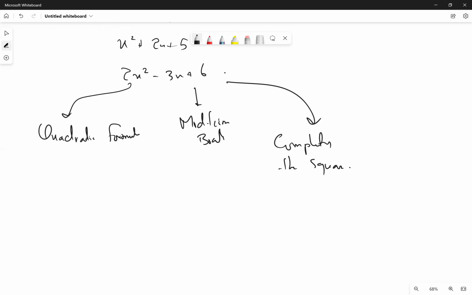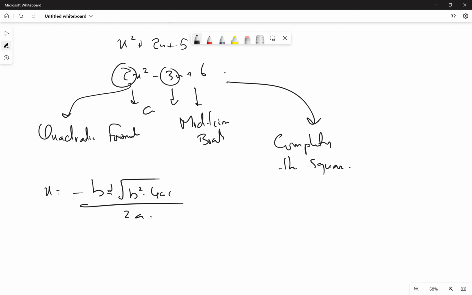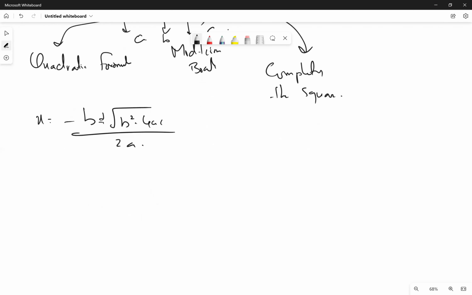I'm just going to write the formula here. The quadratic formula is minus b plus minus root b squared minus 4ac over 2a. This is supposed to be a, this is supposed to be b, and this is supposed to be c. Okay. So, all right. What else? I think now exponential equations. This is the third type.